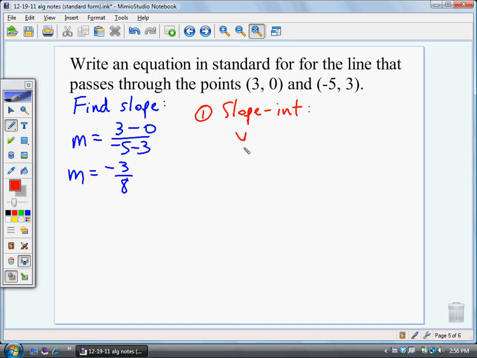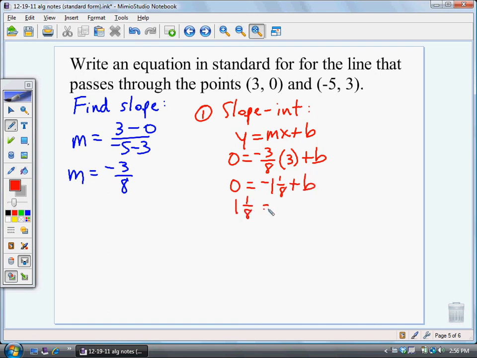So here you have y equals mx plus b. You can pick either ordered pair you want. I'm going to take the first one because it's got the 0 in it for y. Y is equal to the slope, negative 3/8, times x, which is 3, plus b. This is negative 1 1/8 plus b makes 1 1/8. And so if you write that equation, y equals negative 3/8 x plus 1 1/8.